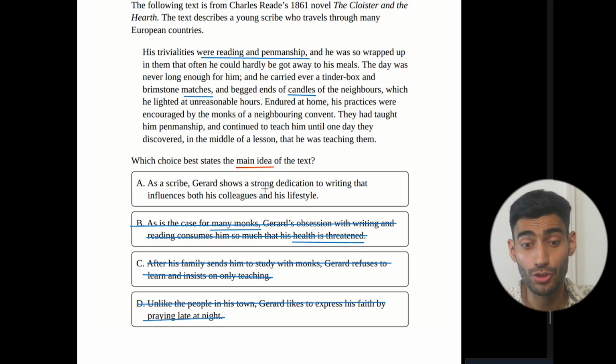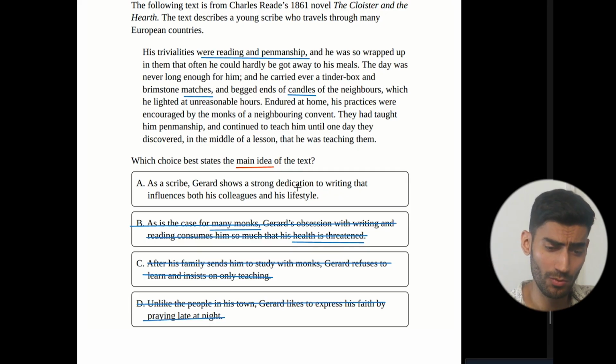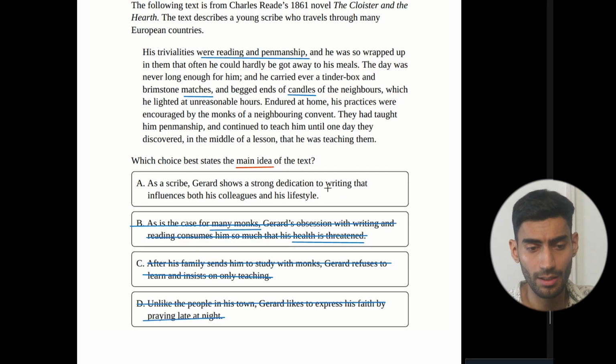So yeah, he showed strong dedication. He worked a lot on writing, dedication to writing that influenced both his colleagues and his lifestyle. So his lifestyle was, yeah, reading and writing at night, getting candles, and his lifestyle was strange in a way, studying at unreasonable hours. And it affected the monks as well. They were learning from him. So part A is the correct answer, choice A.